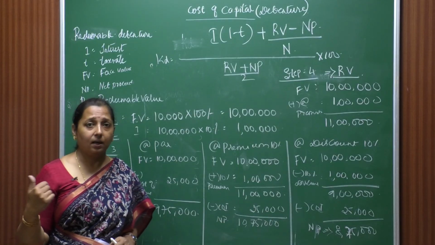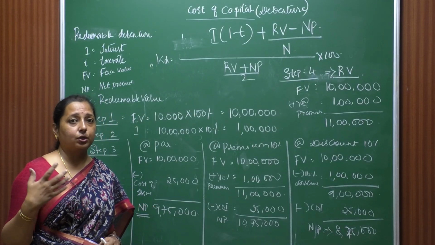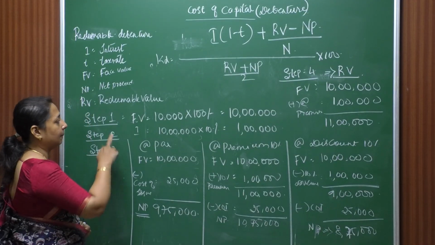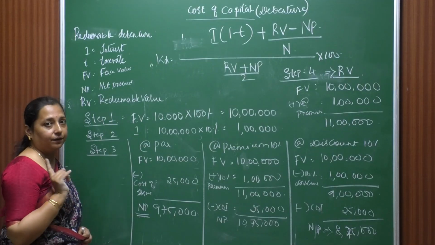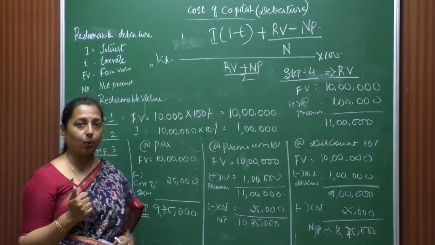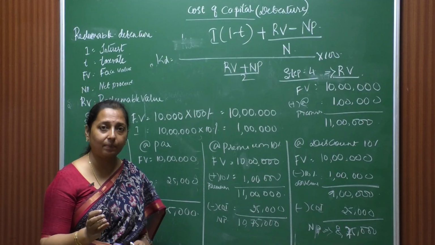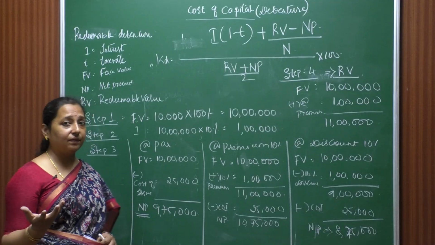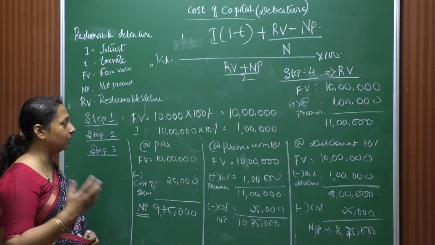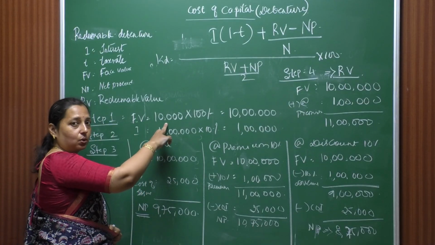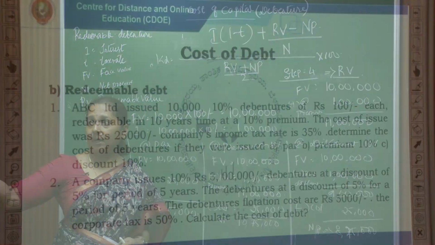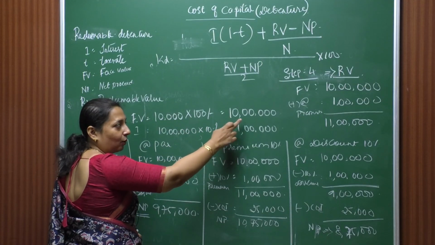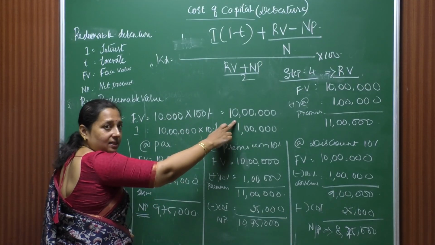According to this question, first we should calculate the interest. Let me calculate the face value first. Step 1, the calculation of face value. Why do we need a face value? Because we need to calculate the premium, discount and the expenditure to calculate the net proceeds. So the given value should be taken to calculate all this. How many debentures were issued? 10,000 debentures at 10% for rupees 100. So 10,000 into 100 rupees gives you 10 lakh rupees. This is step 1. So the face value is 10 lakh rupees.